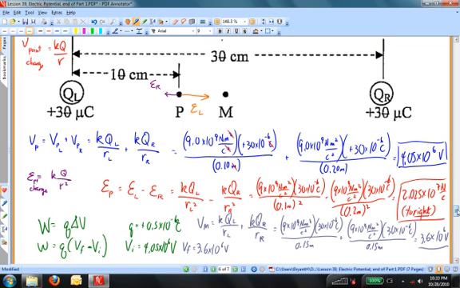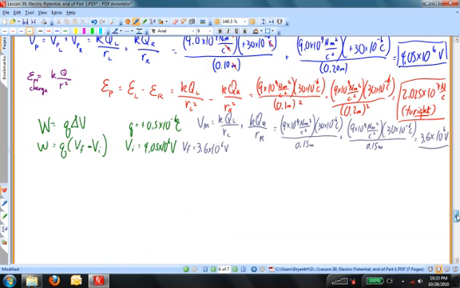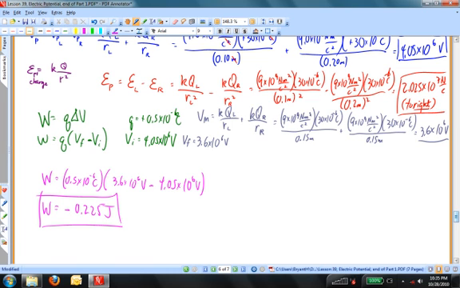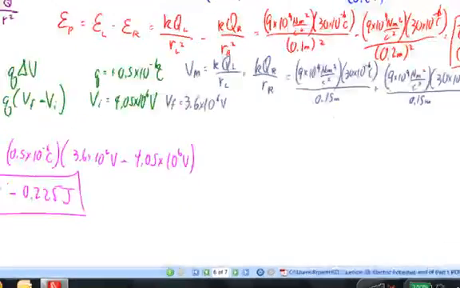So now, let me put all that together to figure out what the work that's done is. I get the total work that's done is equal to negative 0.225 joules. Now what does that negative sign mean? Let me tell you, by the way, that I hate signs in these problems. So I tend to have to think about these things physically rather than try to depend on what the signs are. So here's the way that I think about it physically.